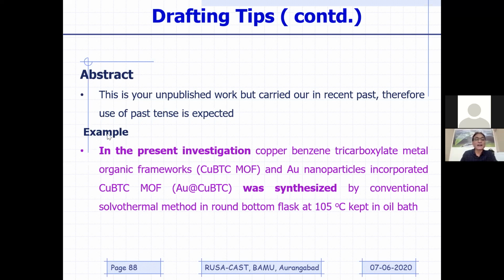You can see how the abstract, how past tense is to be used. In the present investigation, copper benzene blah blah blah was synthesized by conventional solvothermal method, because this was my work. I carried out this work in the very recent past.